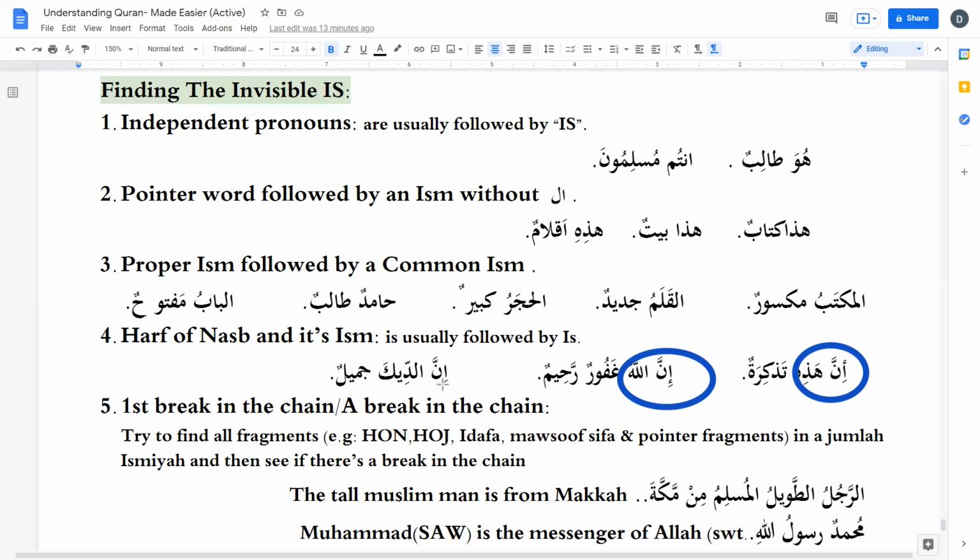Another example, inna dika jamilun. Indeed, the rooster is beautiful. Indeed, the rooster over here is, right?